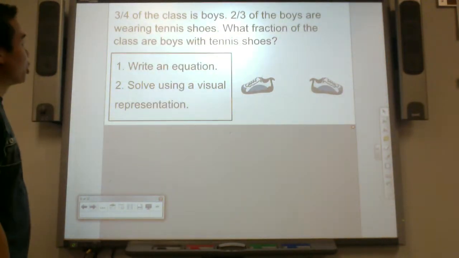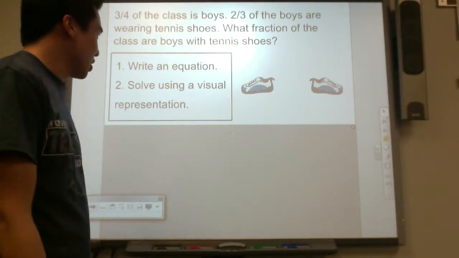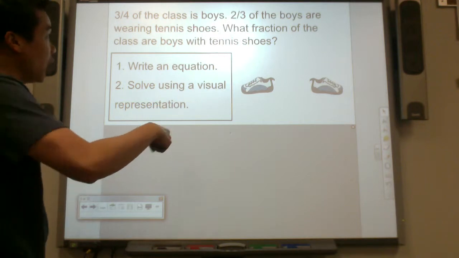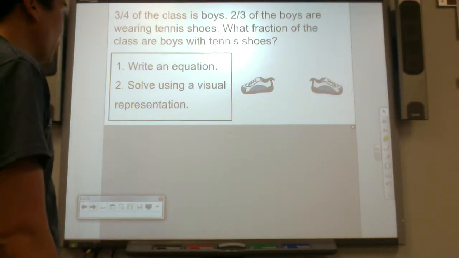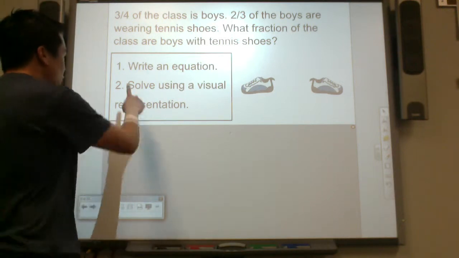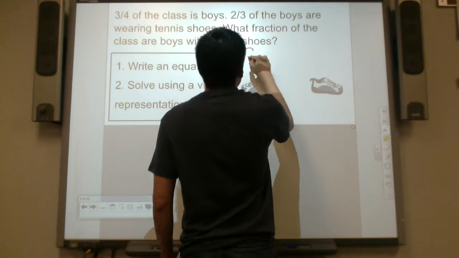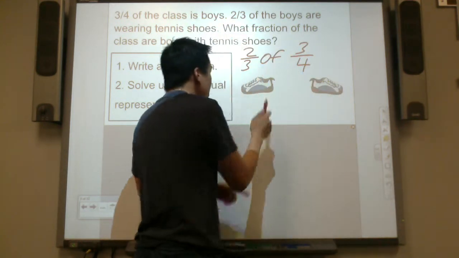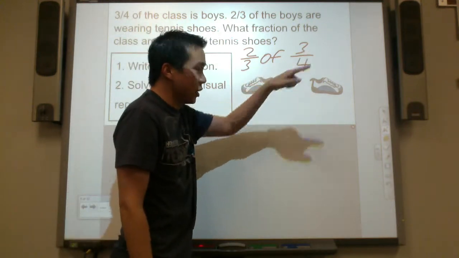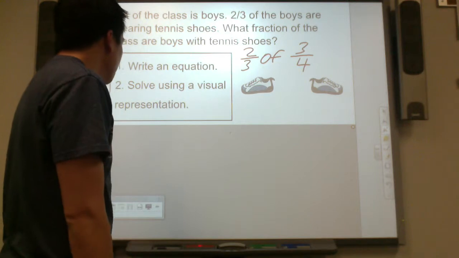So let's do our first question. 3/4 of the class is boys. That's a lot of boys. 2/3 of those boys are wearing tennis shoes. What fraction of the class are boys with tennis shoes? Let's write an equation. So 2/3 of the 3/4 of the class that are boys are wearing tennis shoes.